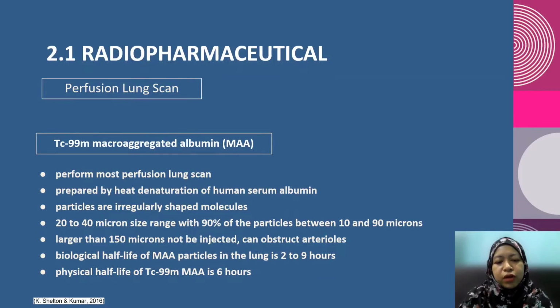The biological half-life of MAA particles in the lungs is 2 to 9 hours. The physical half-life of MAA is 6 hours. That's all. I will pass to the next presentation to my colleague. Thank you.